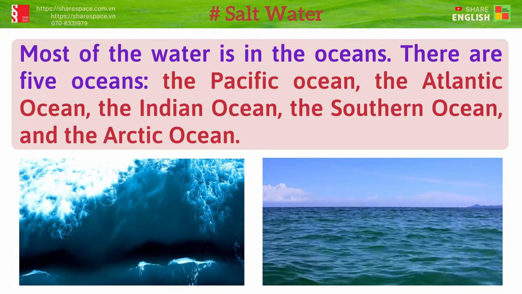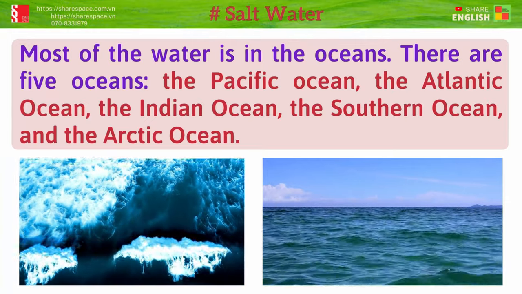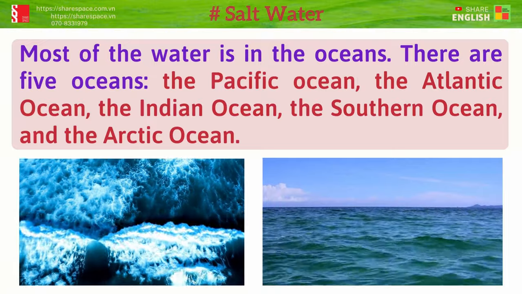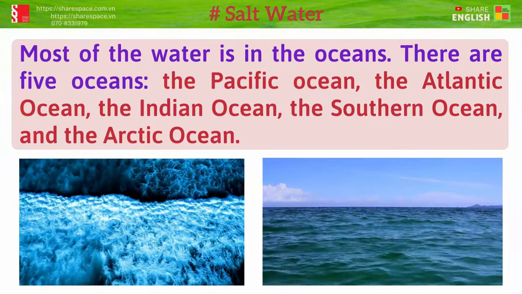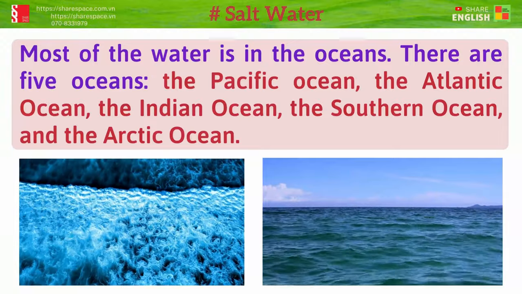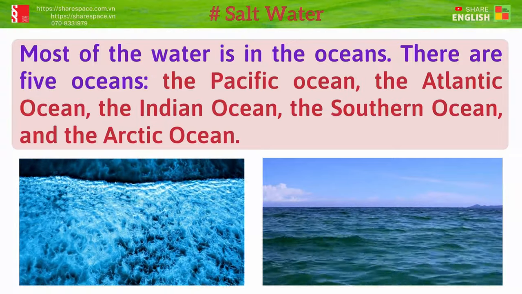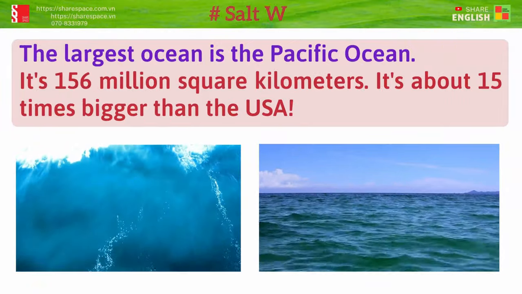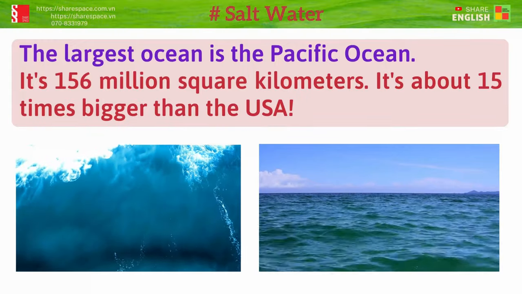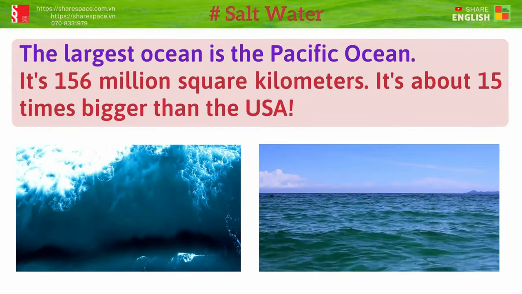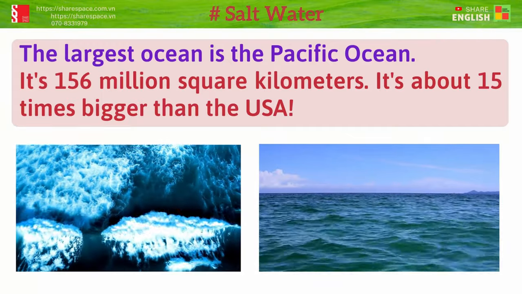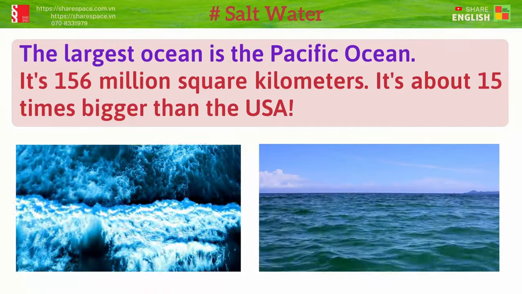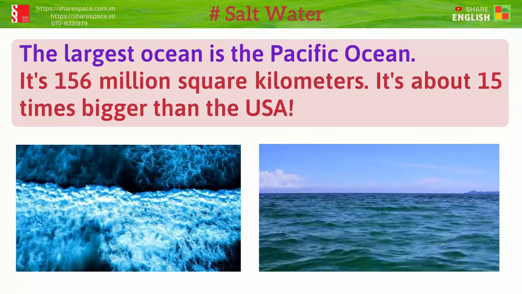There are five oceans. The Pacific Ocean, the Atlantic Ocean, the Indian Ocean, the Southern Ocean, and the Arctic Ocean. The largest ocean is the Pacific Ocean. It's 156 million square kilometers. It's about 15 times bigger than the USA.